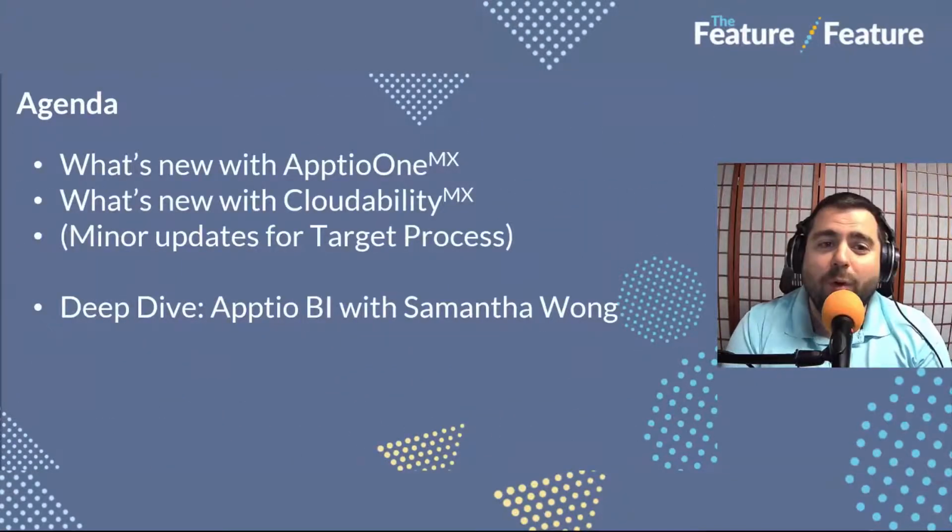Today, we're going to be talking about what's new with Apptio One, what's new with Cloudability. We only had some, well, I shouldn't say only, right? But we had some minor updates with Targetprocess this month. So we're not going to dive into the details of that. If you're interested in those updates, it is in the What's New section and the front door, so check that out via the Help Center.